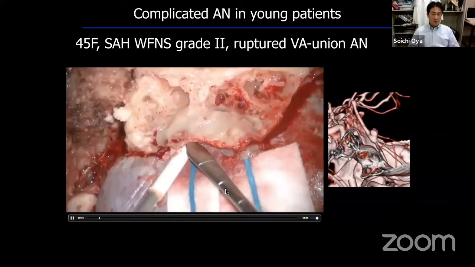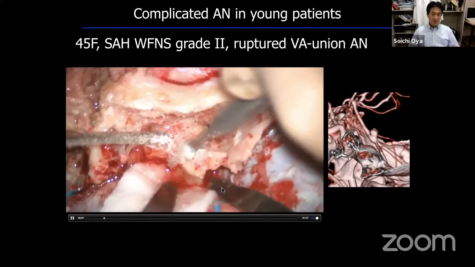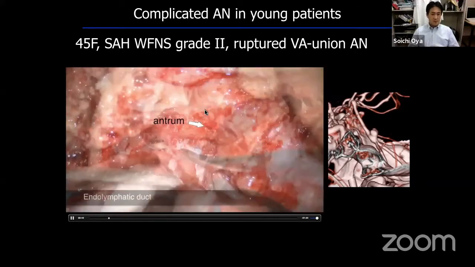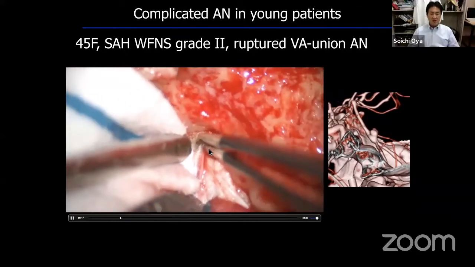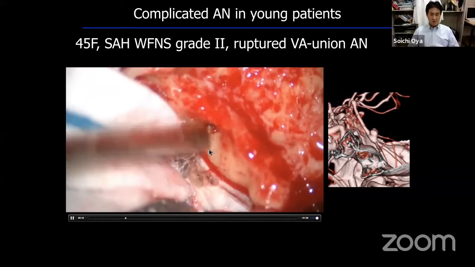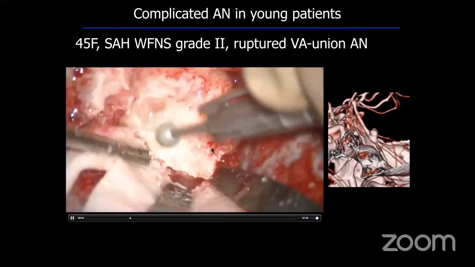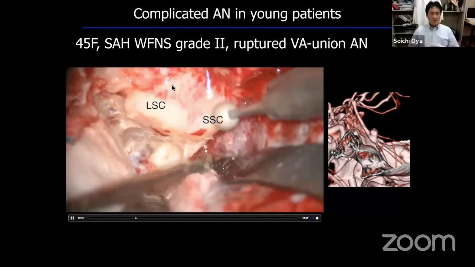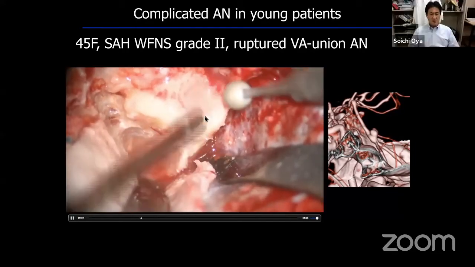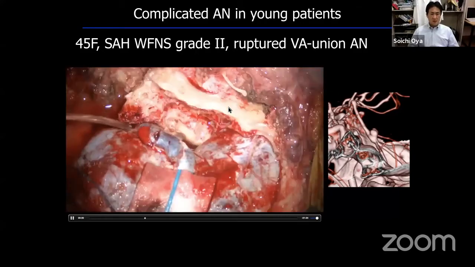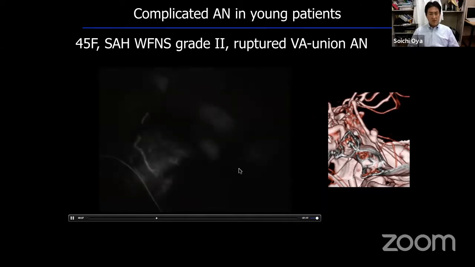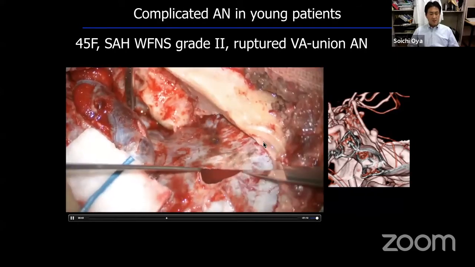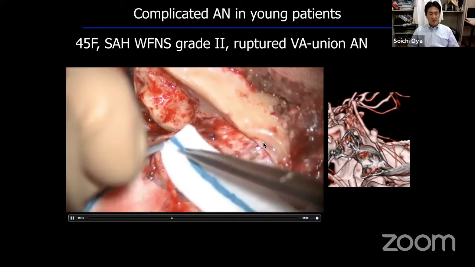I'm starting with a mastoidectomy. This is the antrum. And this is the endolymphatic sac. And I coagulate the orifice of the endolymphatic sac and I cut it. And this is the lateral semicircular canal, the posterior semicircular canal, and the superior semicircular canal. And I drilled the tip of the bone here. And now I'm confirming. You see here, this is the sigmoid sinus, which is patent.